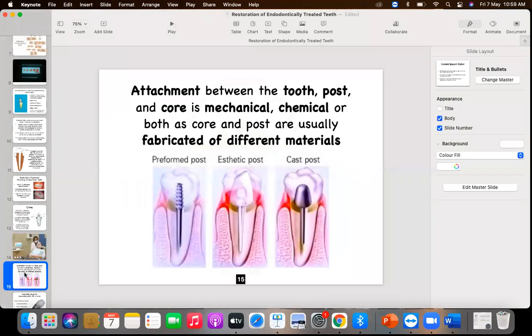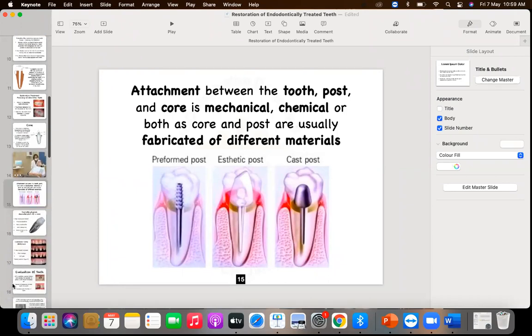Nisha, are you there? Yes, ma'am. Nisha, can you quickly tell me what all kinds of posts are available? Types of post. Nisha, yes or no? I teach so well and you behave like this. Tell me then. Quickly tell me. You are flipping pages now. Kanishka, can you answer? Ma'am, it's written here: preformed, aesthetic, and cast post. Cast post. Now tell me, when do we use a cast post?